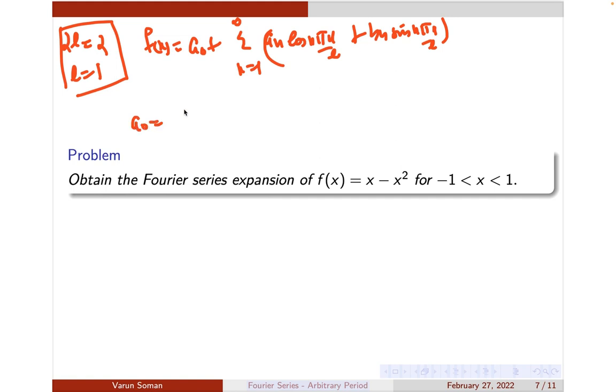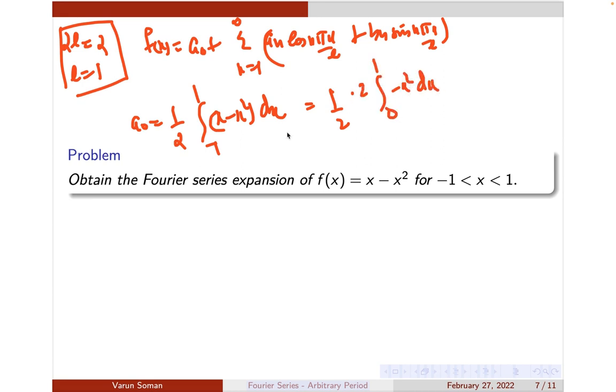A naught is actually 1 by 2l, 1 by 2 actually, because l is 1, integral from minus 1 to 1 of x minus x square dx. Okay, so if you write this, this will be actually 1 by 2. Please do it with me, only then you will understand. So this is actually 1 by 2 into 2 times integral 0 to 1 of minus x square dx. Why? Because I have used the property of even functions here.